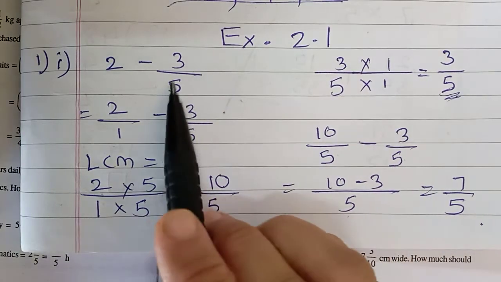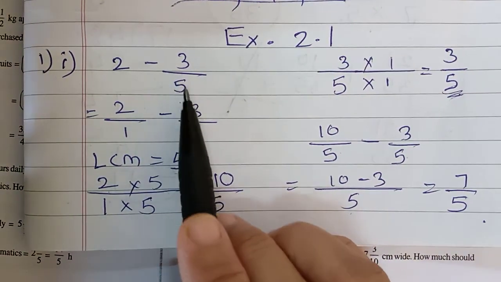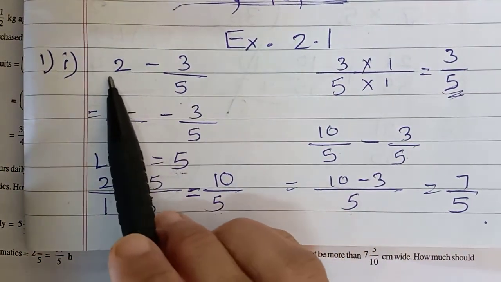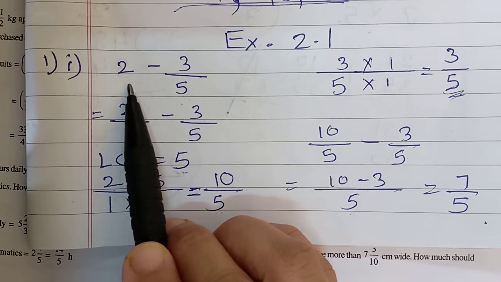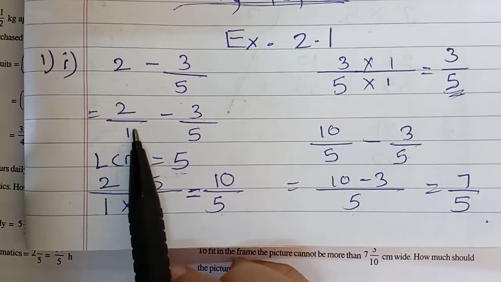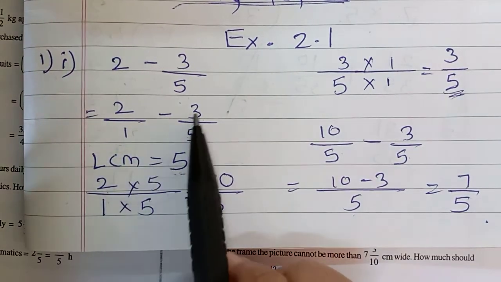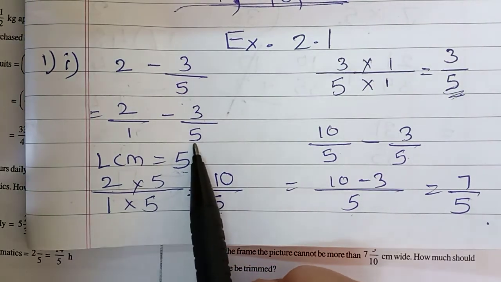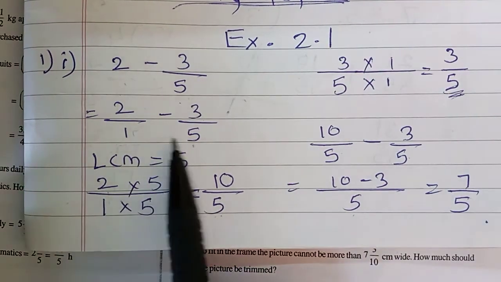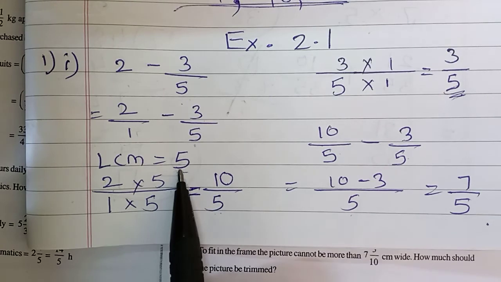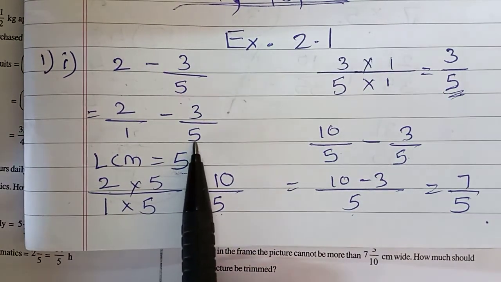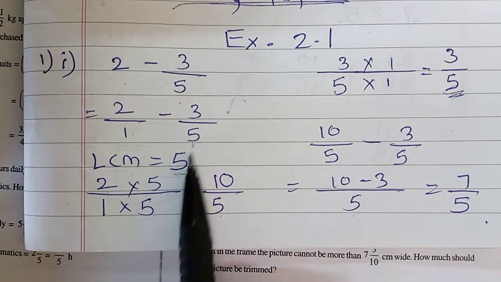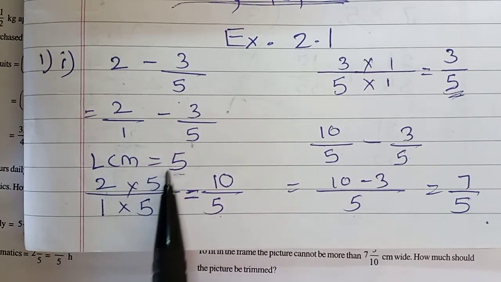So here I have written 2 minus 3 upon 5. Now since nothing is there below the 2, it means there is 1. So we can write it as 2 upon 1 minus 3 upon 5. Now the LCM of these two numbers is 5. Whenever 1 and any other number come, the LCM is that other number. So LCM of 1 and 5 is 5.